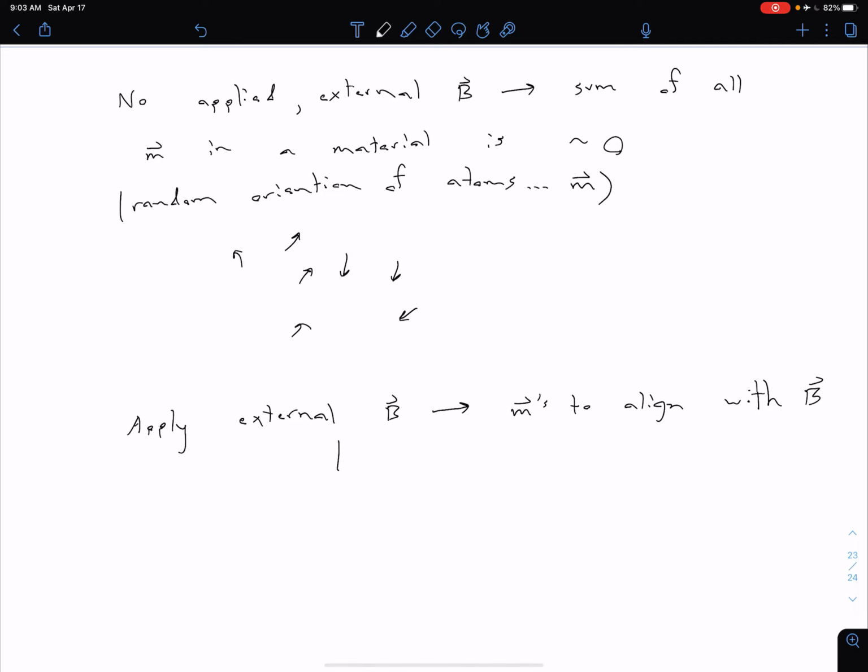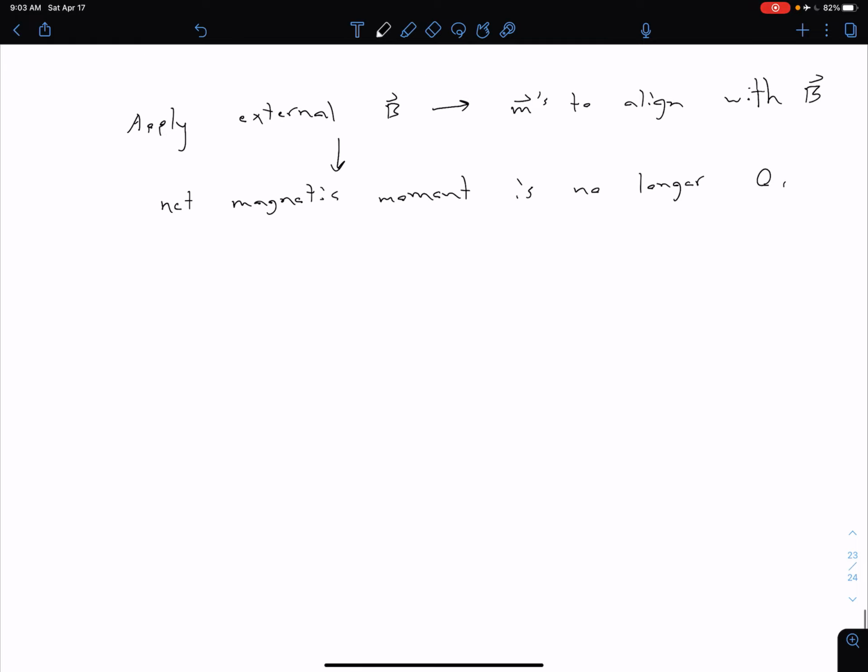And so once we have that, then our net magnetic moment is no longer going to be approximately 0. So net magnetic moment is no longer 0.